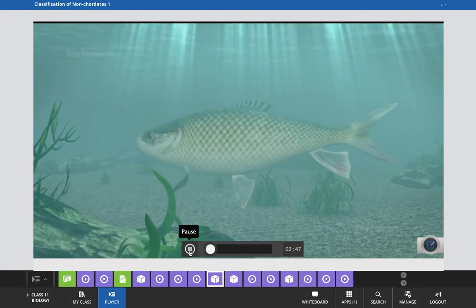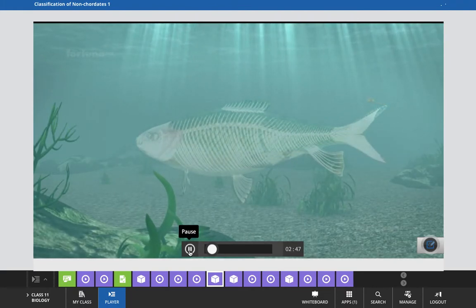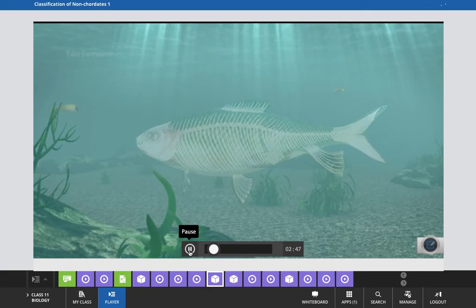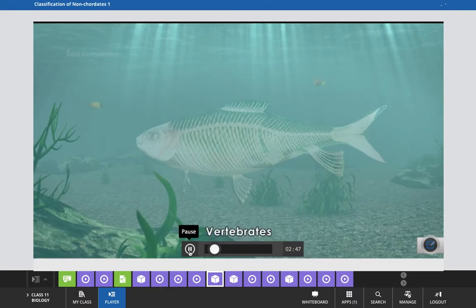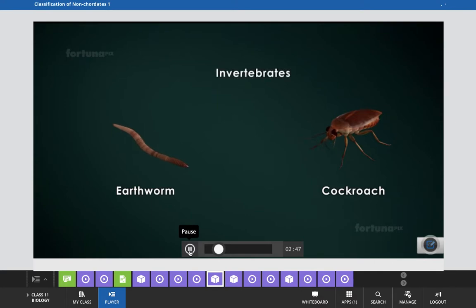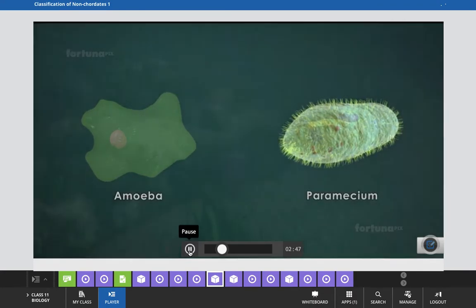Most animals have a skeleton that provides their body with form and structure, while also offering protection to their internal organs. Such organisms are known as vertebrates. But there are some animals, such as the earthworm and cockroach, that have no skeleton, and we call these invertebrates. This classification includes a variety of organisms, including amoeba and paramecium.